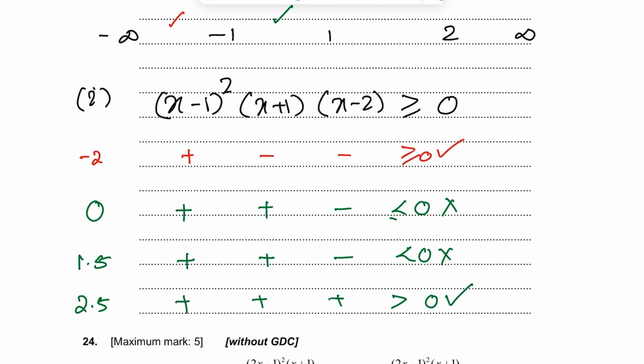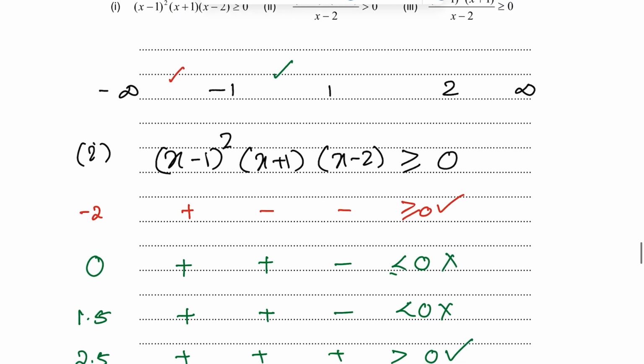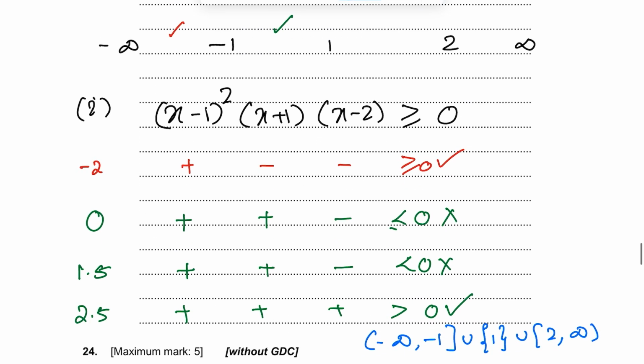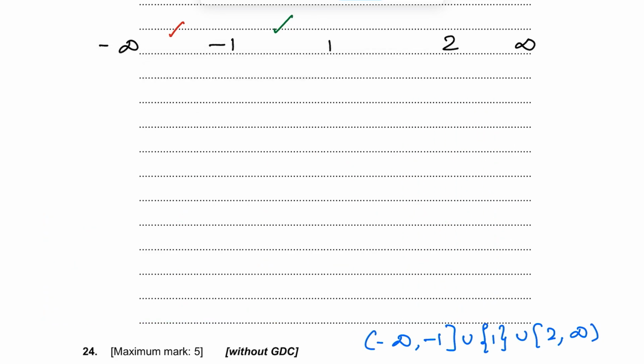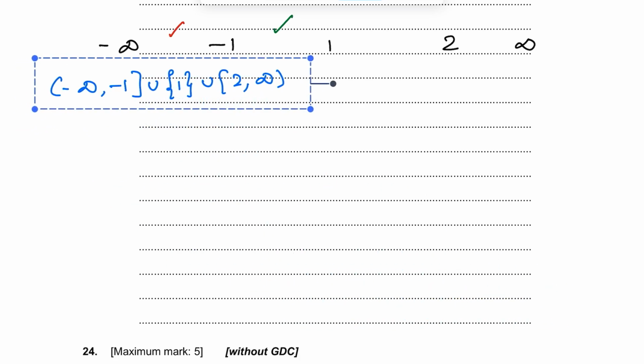So what is my final answer going to be? My final answer is going to be negative infinity to negative 1, union, and at 1 also it is equal to 0, so the special case x equals 1, and again from 2 to infinity. That's going to be the answer for question number 1. So I erase all this.